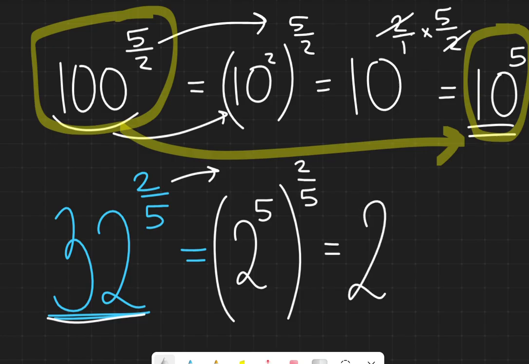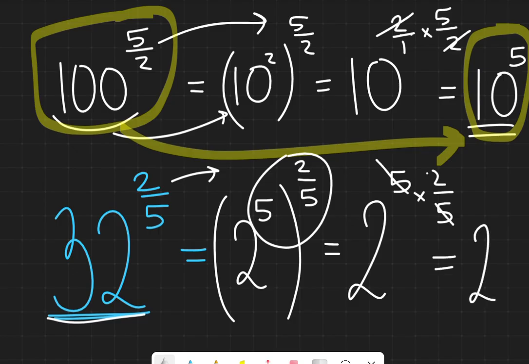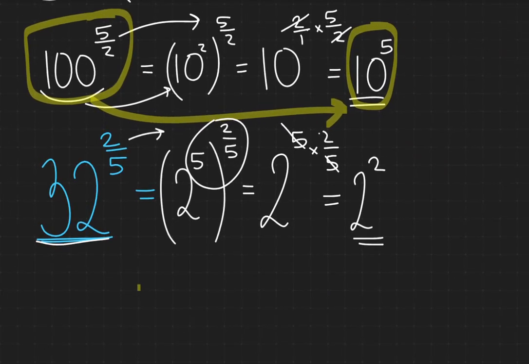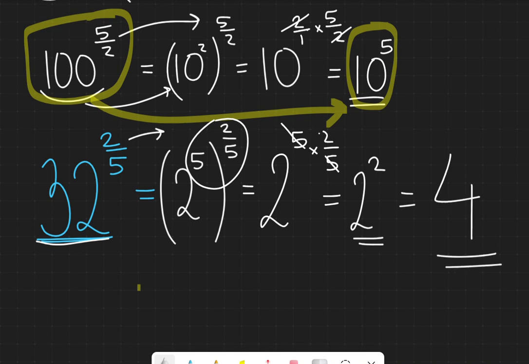Now we remember the rule, double exponents, we multiply them. This will be 5 multiplied by 2 over 5. We know that 5 and 5 can be cancelled, so this is 2 to the power of 2, which is later on equal to 4. So if you want, you can say that this is basically equal to 4. So instead of 32 to the power of 2 over 5, you can say 4. Alright, I hope that this makes sense.